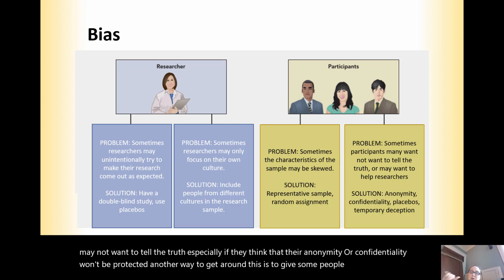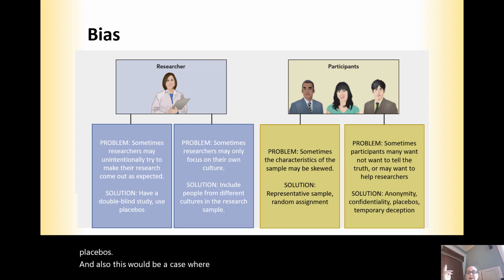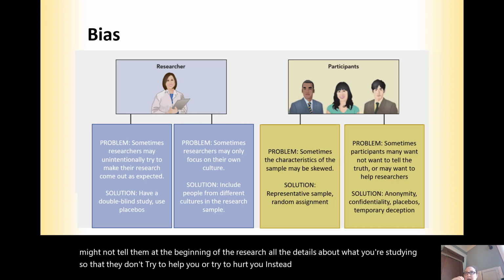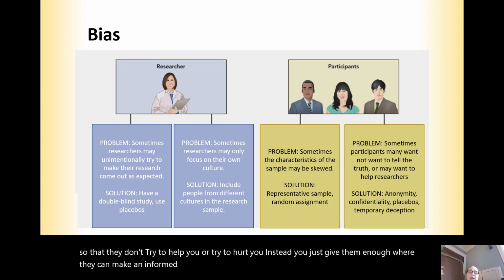This would also be a case where you may want to have a temporary deception, where you don't tell them at the beginning of the research all the details about what you're studying, so that they don't try to help you or try to hurt you. Instead, you just give them enough so they can give informed consent, and then tell them at the end what was going on. Okay, that's the lecture.